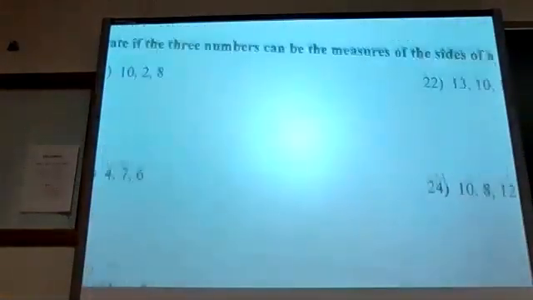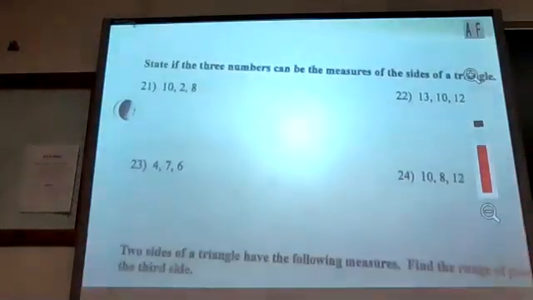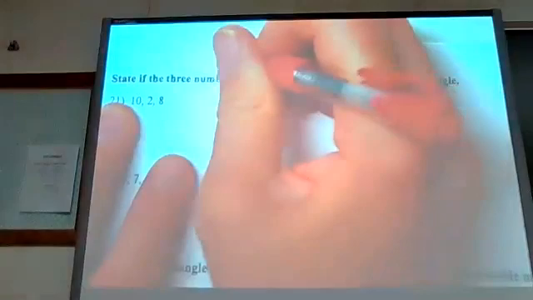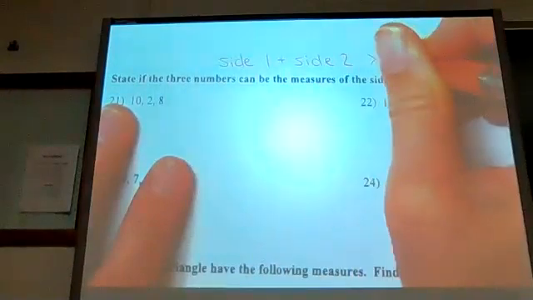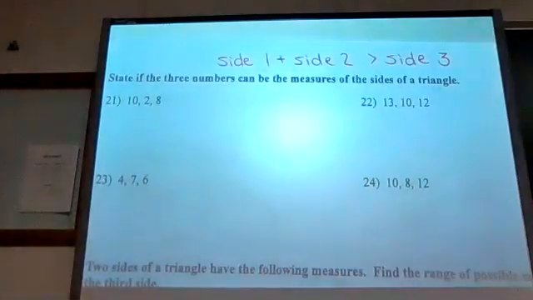Okay, moving on to day 2 of notes. We talked about this. So we have our triangle inequality that says that any two sides always have to add up to be greater than the third side in order for that to form a triangle. And so we're going to look at these three sides and decide, is it a triangle, or can it not be a triangle because it doesn't fit this?